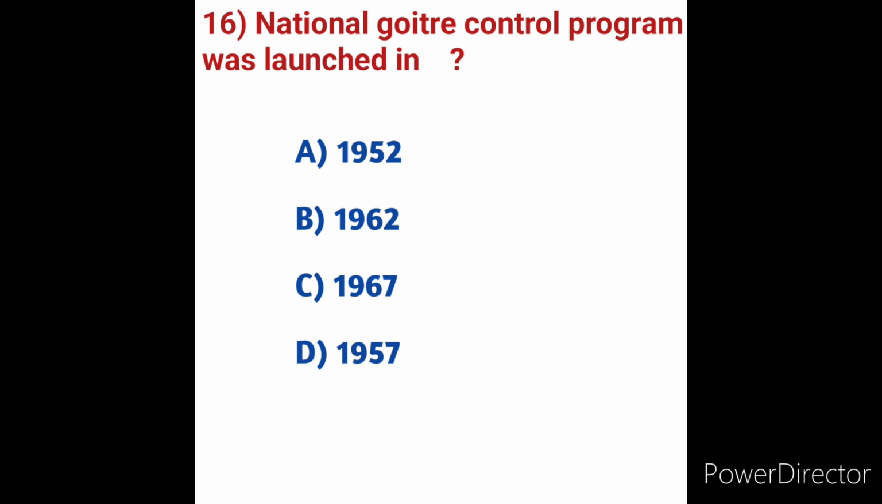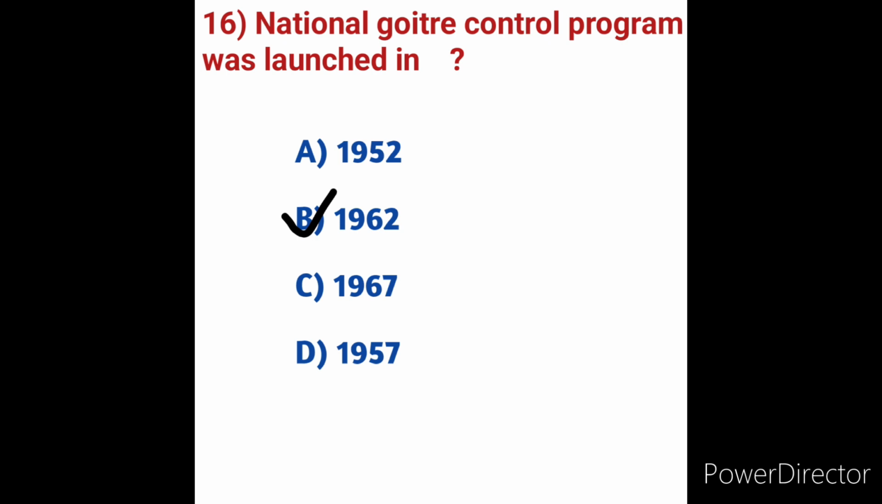In 1962, the Government of India implemented the National Goitre Control Program, now called the National Iodine Deficiency Disorders Control Program, NIDDCP. In the year 1982, the government made a policy decision to iodate all eligible salt in India by 1992. So here the National Goitre Control Program was launched in 1962. So option B is the correct answer.